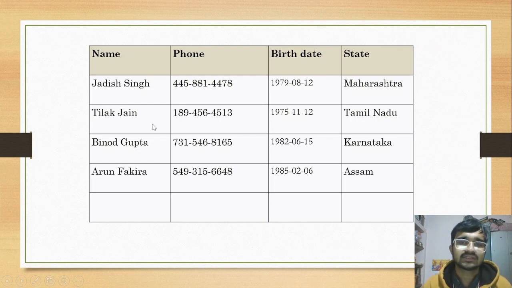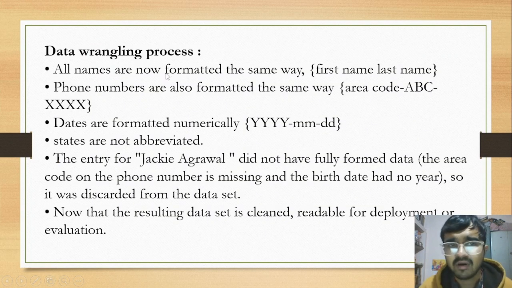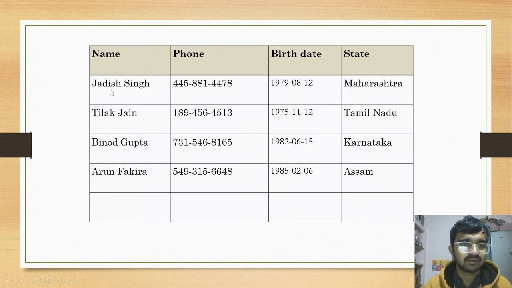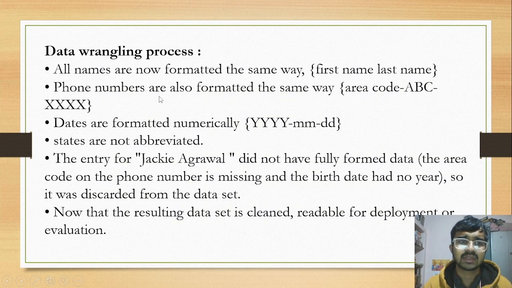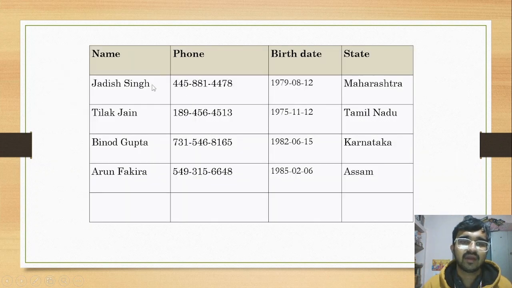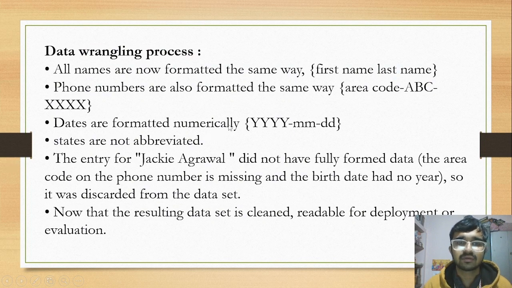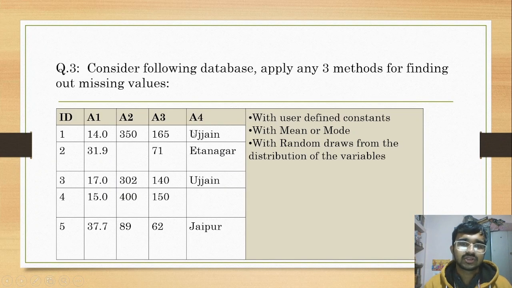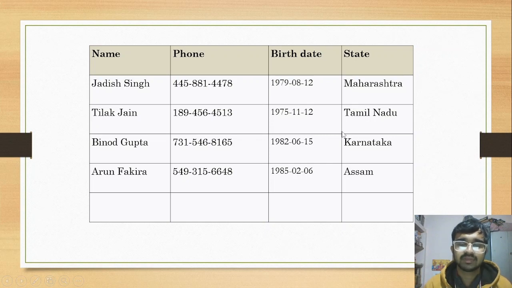What we have done in this: first, all names are now formatted the same way, first name and last name. We can see that we have formatted all the names as first name and last name, and phone numbers are also formatted the same way, first area code, then ABC, then XXXX. Then dates are formatted numerically in the format of YYYY, MM and DD. And states are not abbreviated, they are completely named.